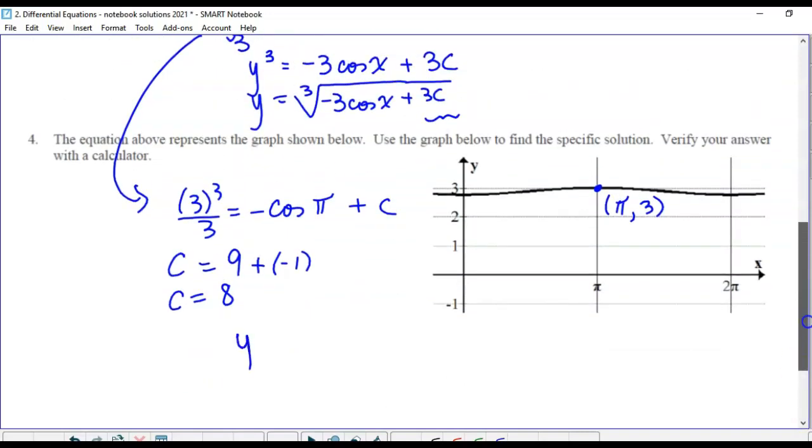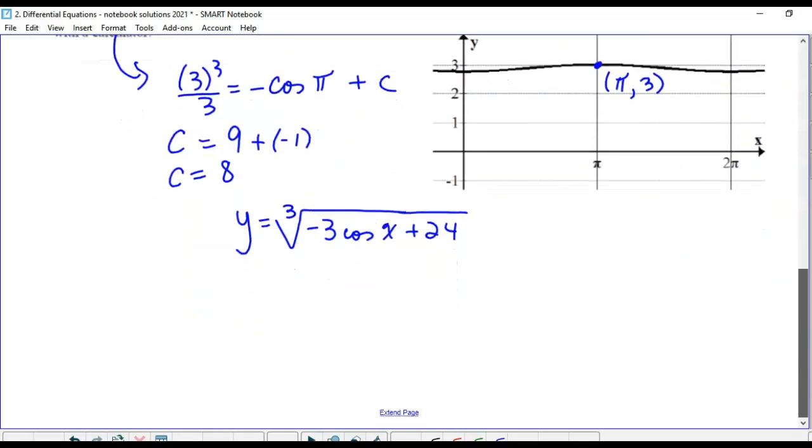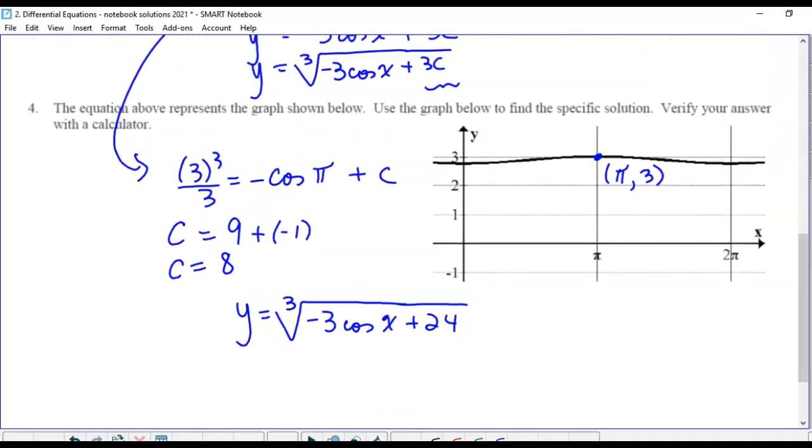Okay, so therefore y equals the cube root of negative 3 cos x plus 3 times 8, which is 24. Okay, so that's the specific solution. It says verify with your calculator. You can do that. You can graph that. Okay, so just graph it and make sure it looks the same as the one given there.